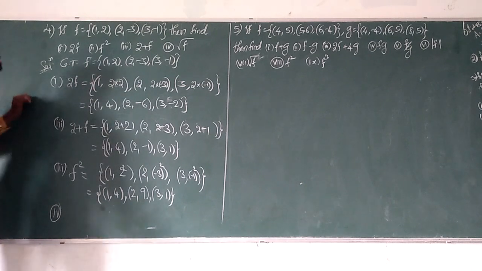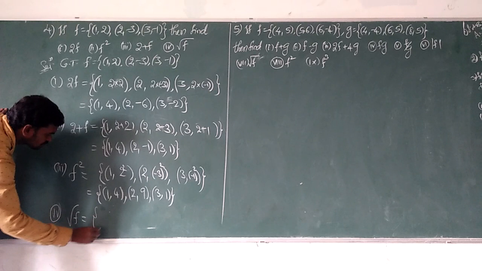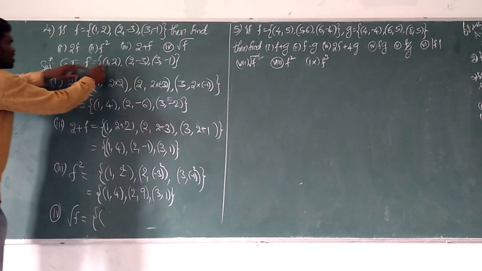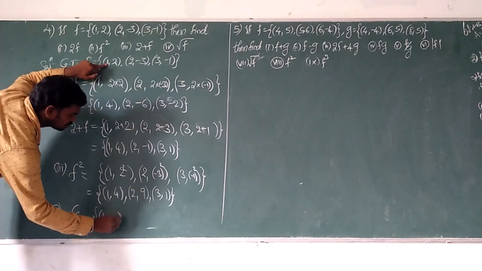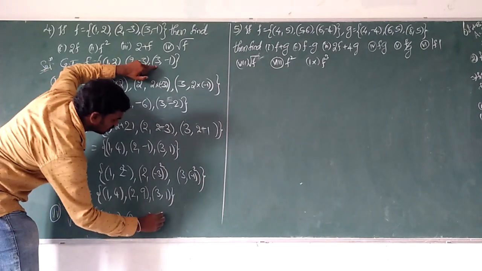And the last, fourth one is root f. So we can write it in a single step. What is the first element? 1 comma. Second element 2 comma. Third element 3 comma.